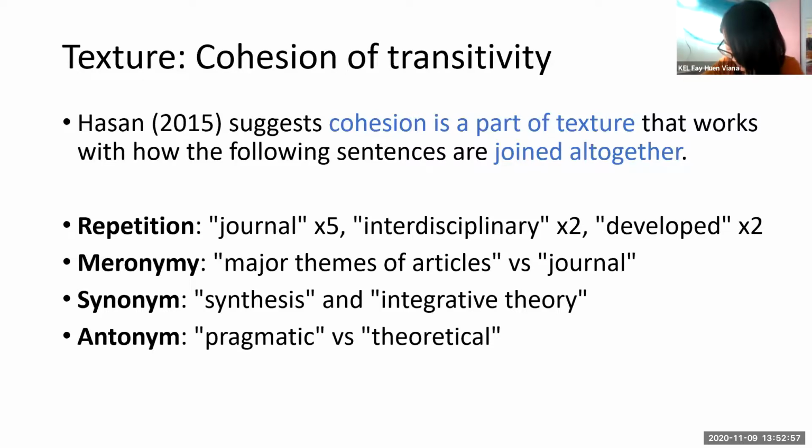The major themes of articles is the meronym of journal. Also, there's synonym, like synthesis and integrated theory, which shares a similar meaning. At last, there's antonym, like pragmatic and theoretical. The words of the text are closely connected, contributing to the text cohesion, which is the texture of the text.